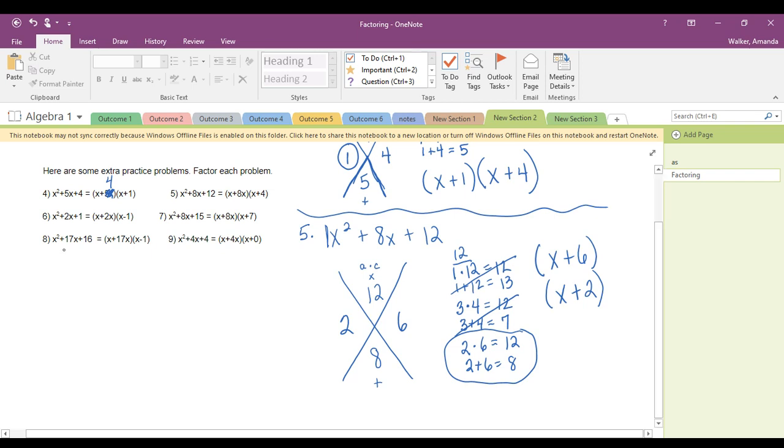So let's do one more. I'm going to do number 8, because number 8 is a little trickier. We have x squared plus 17x plus 16. Again, this is the way that I organize it. Hopefully it helps you as well. So we say a times c. Well, this is a, this is b, and this is c. So 1 times 16 is 16. So we're trying to figure out what multiplies to 16, but adds to 17.